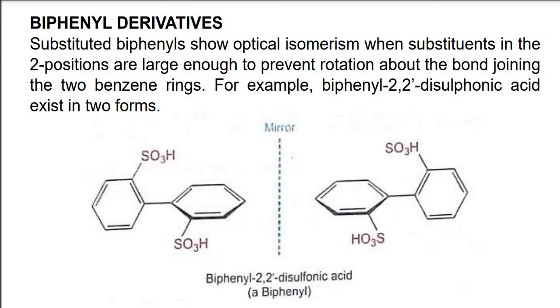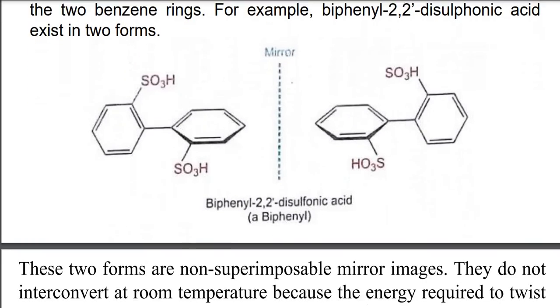Substituted biphenyls show optical isomers when the substituents in the two ortho positions are large enough to prevent rotation about the bond joining the two benzene rings. For example, biphenyl-2,2'-disulfonic acid exists in two forms. You can see the biphenyl-2,2'-disulfonic acid.